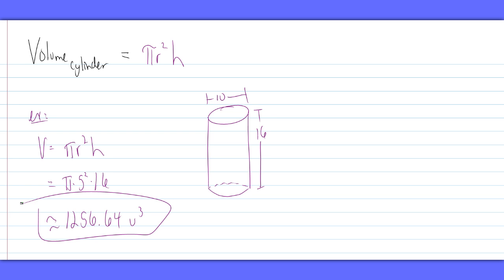Cylinders are a little bit more straightforward. There's not a lot of variation to them. It's always going to be pi r squared times height when we're looking for the volume. The prisms had more variation because your base isn't always going to be the same kind of shape.